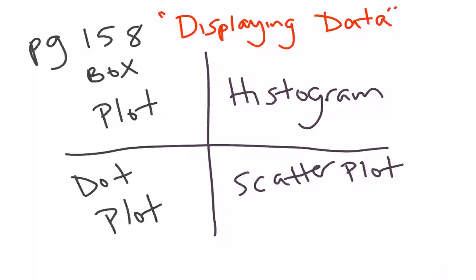Tonight we're going to talk about how to display data and how to describe data. So first you need to open your notebook to page 158. Make sure you've titled the top of the page Displaying Data and that you've labeled the flaps of the foldable the way I have on the screen right now. Once you're done, let it continue.